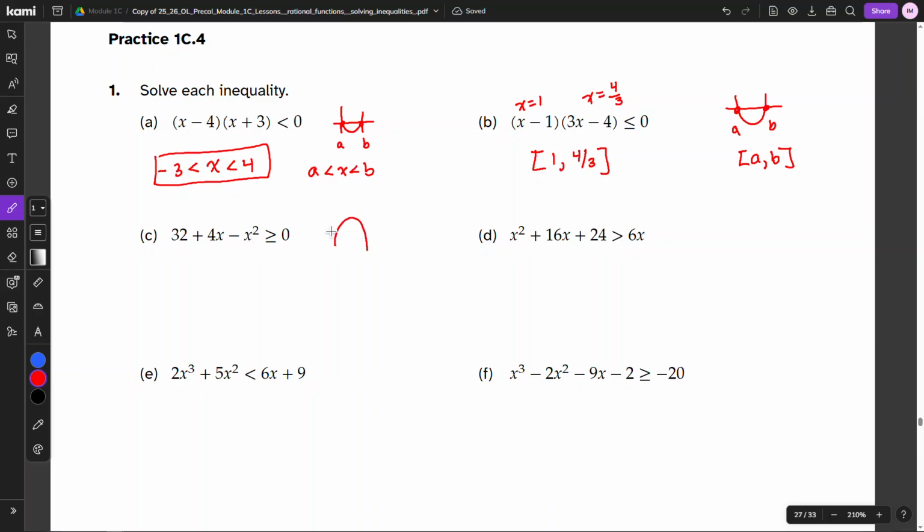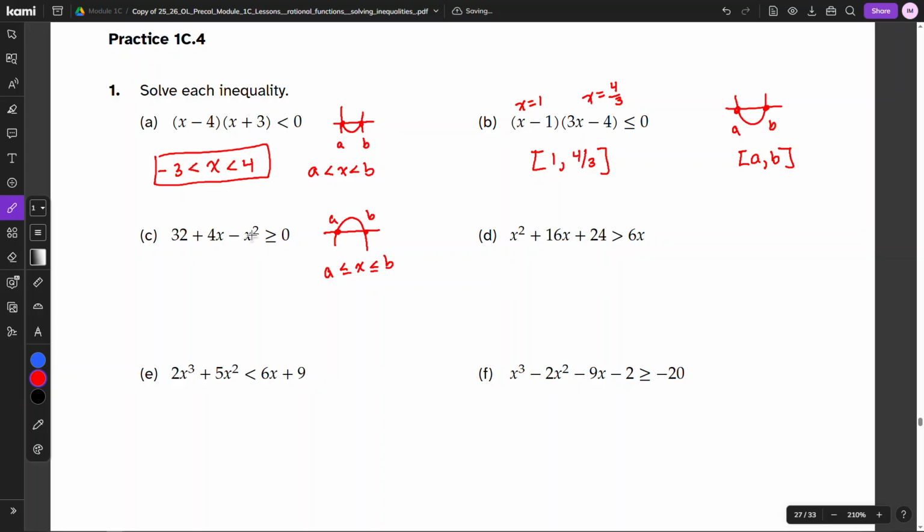Okay, I will have 32 + 4x - x² is greater than or equal to 0. Well, leading coefficient is negative, so I know I open downwards, and my interval, once again, if I call this a and b, my interval will be such that a is less than or equal to x is less than or equal to b. Right?